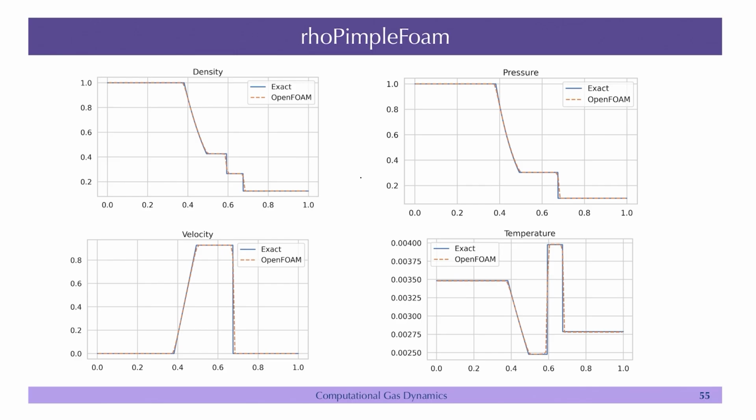Same number of grid points, that was rhoCentralFoam, this is rhoPimpleFoam. Here you can see there is no blip like that, but then the accuracy goes down, it is slightly shifted here. So, this is rhoPimpleFoam.